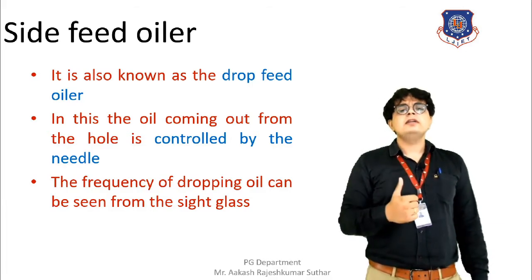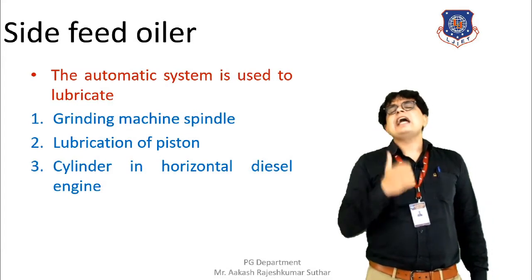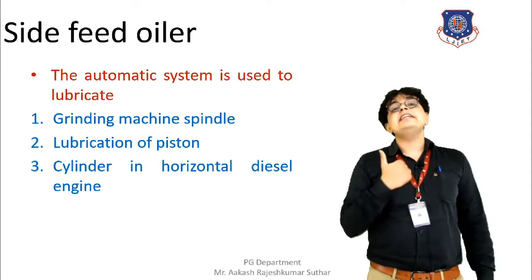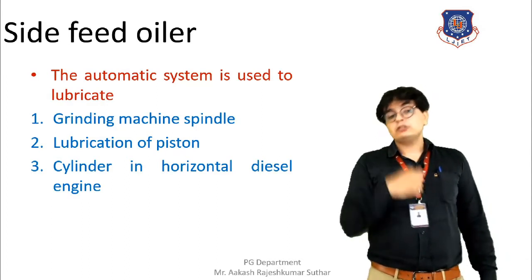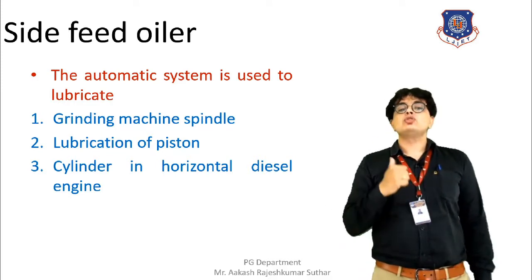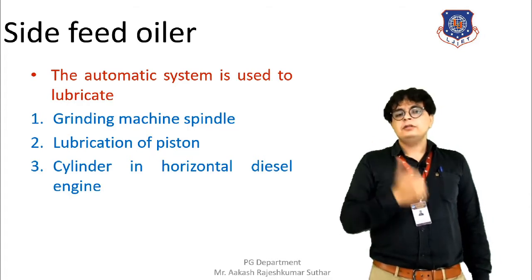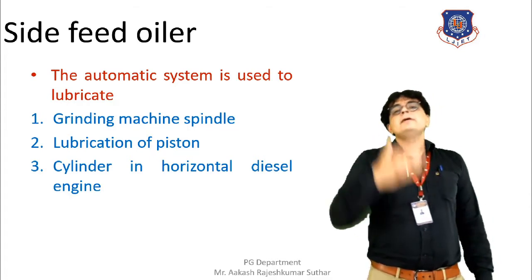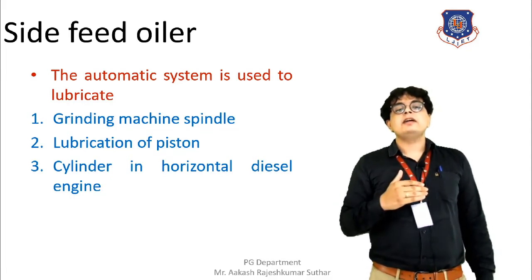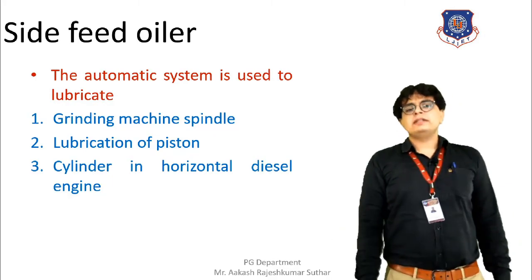Moving towards the further discussion, mainly the side feed oiler is used for lubrication of the grinding machine spindle. It is also used for the lubrication of a piston, and parallelly it is also used in the cylinder of the horizontal diesel engine. So this is the equipment where the side feed oiler is being used. Let's proceed further.